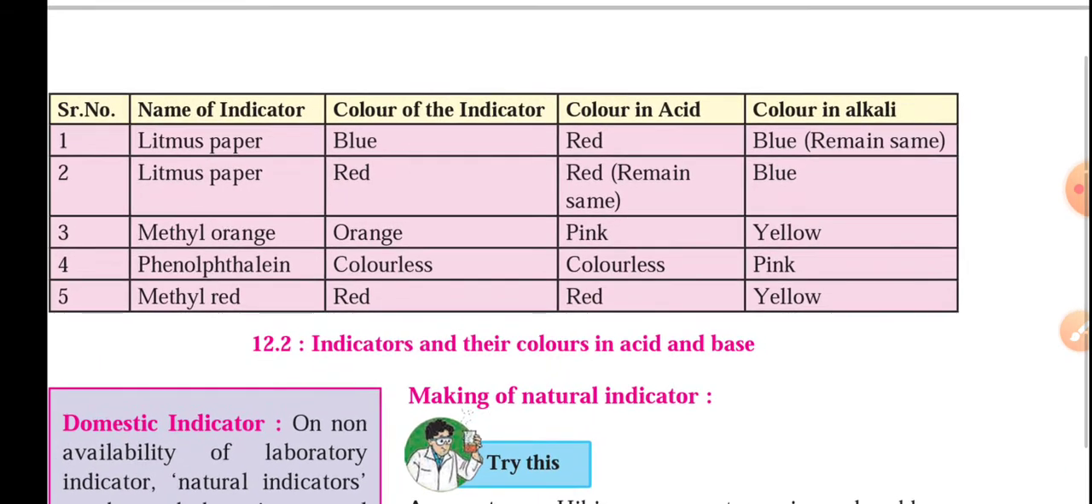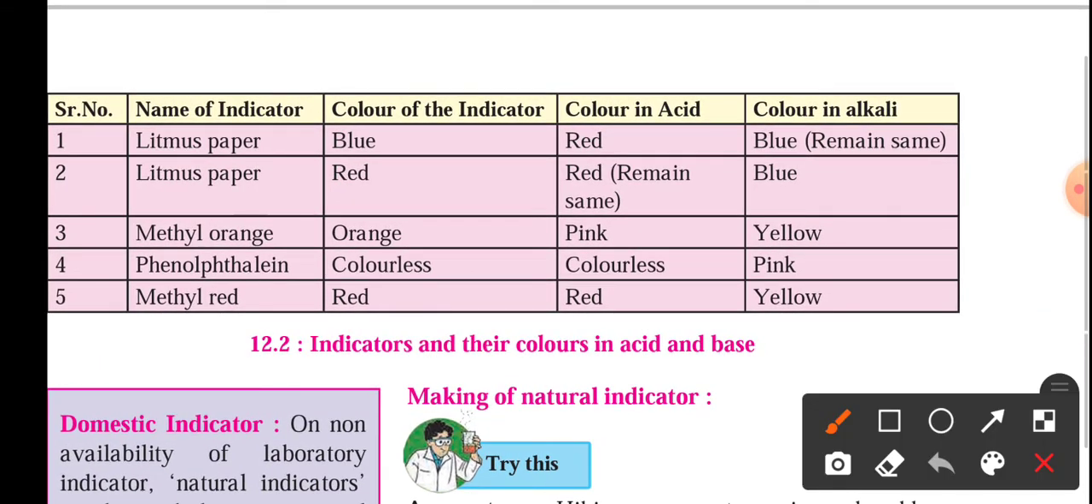When we talk about the litmus paper, if we are taking a blue litmus paper, then in the acid that blue color will turn to red, but in alkali or the base it remains the same. This alkali is nothing but the basic solution or the base. And the red litmus paper will remain red in the acid, but it will turn to blue in an alkali or the base.